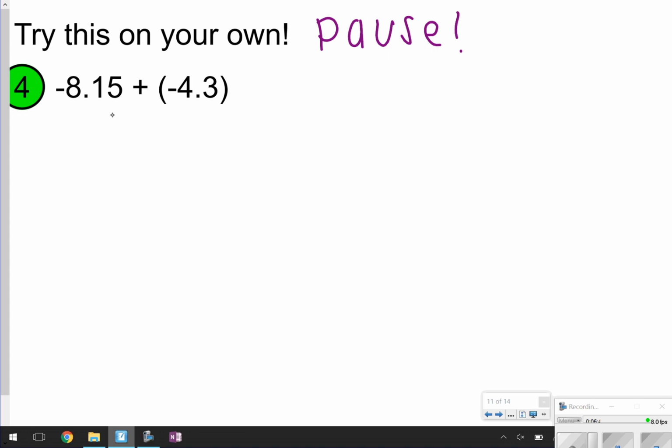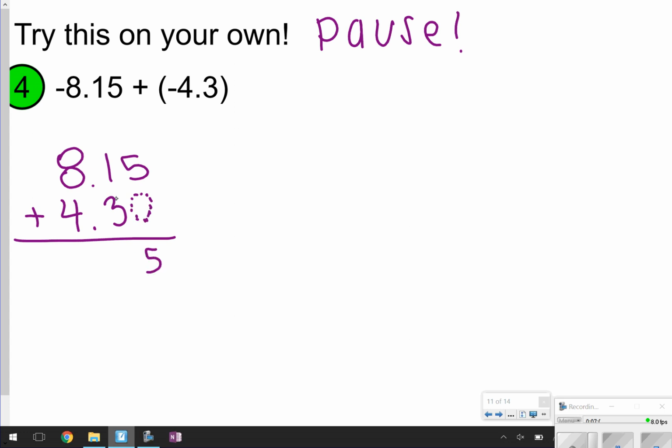Since I have two negatives here, same signs, I'm going to add and keep the negative. So what I'm essentially going to do is add 8.15 and 4.3 like they're regular positive numbers, and then bring the negative down once I'm done. Notice I'm missing a hundredths place value in 4.3, so I'm just going to draw another 0 to make it all even, and I'm ready to add. 5 plus 0 is 5, 1 and 3 is 4, and 8 plus 4 is 12. And just keeping in mind, I have two negatives, so I need to keep the same sign for my answer, so negative 12.45 would be my answer for number 4.